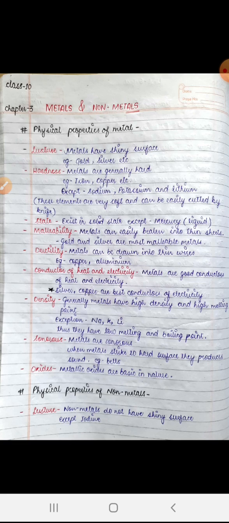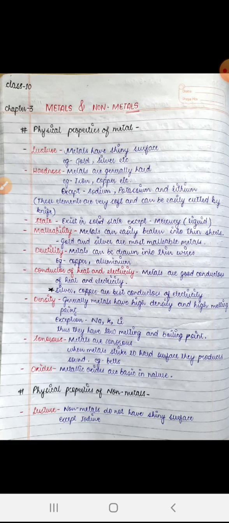Second point is hardness. Metals are generally hard. Yes, we know this thing that metals are generally hard. We have seen the almirah. Almirah is made up of iron. Table is made up of iron. Chair. These all things are made up of iron. Our utensils are made up of copper. These are hard. So metals are generally hard.